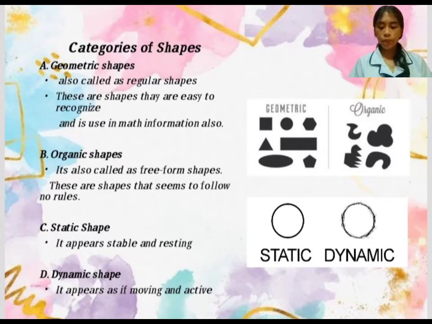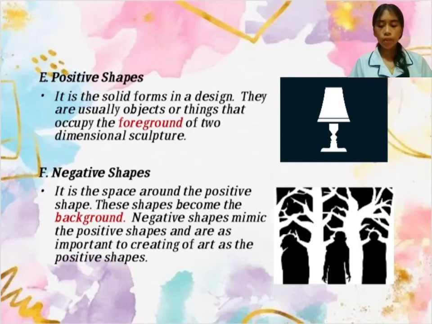Static shape. It appears stable and resting. Dynamic shape. It appears as if moving and active. Positive shape. It is the solid forms in a design. They are usually objects or things that occupy the foreground of a two-dimensional work of art, or they are the parts of a three-dimensional sculpture.